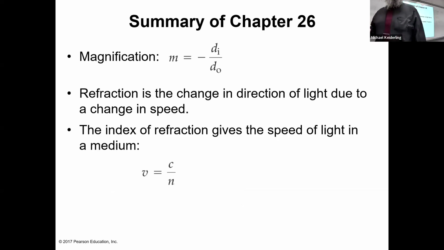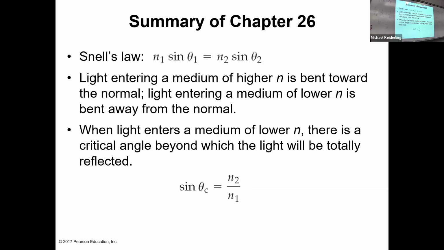Refraction is the change in direction of light due to a change in speed. The index of refraction gives the speed of light in a medium, where the speed of light is the speed of light in a vacuum over the index of refraction. Snell's law: index of refraction 1 times sine θ1, where θ1 is the angle from the normal, equals index of refraction 2 times sine θ2. Light entering a medium of higher n is bent towards the normal. Light entering a medium of lower n is bent away from the normal. When light enters a medium of lower n, there's a critical angle beyond which the light will be totally reflected.